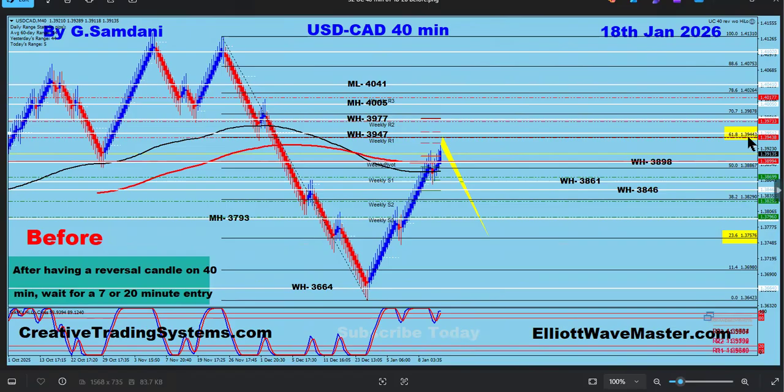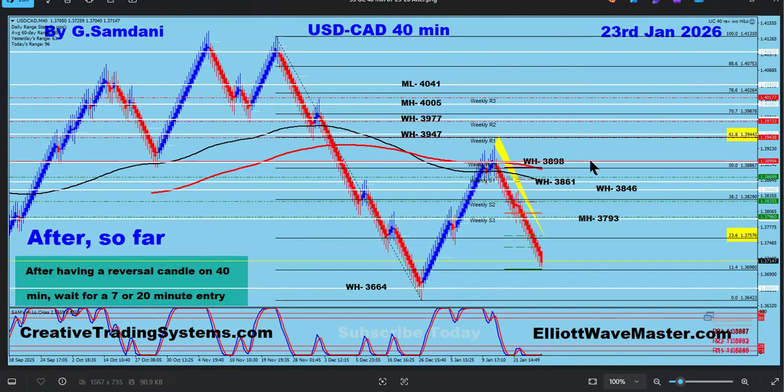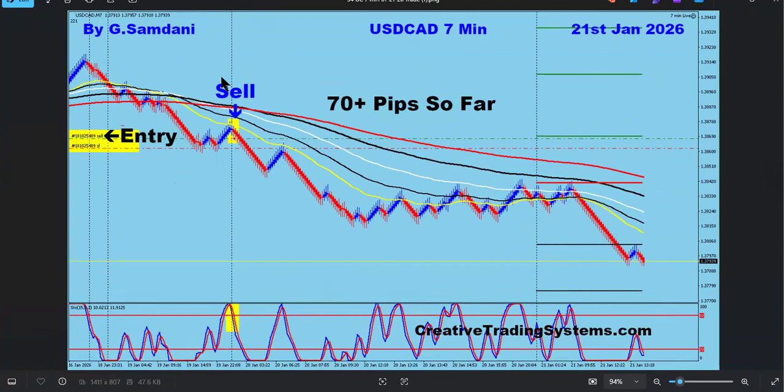This is the area. 61%. So I said, okay, after that, 23% line, fine, thank you. This is what I'm supposed to do after having a reversal candle on 40 minute, wait for 7 minute entry or 20 minute entry. So what happened to this chart? Boom. This is what happened on Friday. And my trade, here's the entry right there on the 21st, all the way down here, 70 pip.